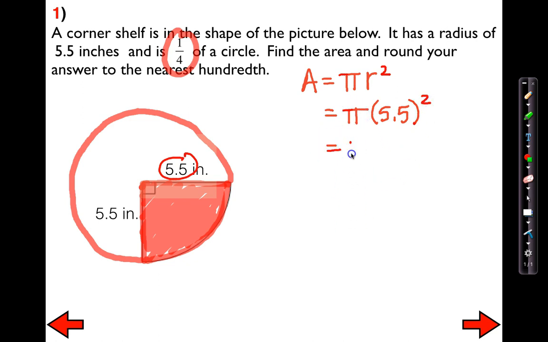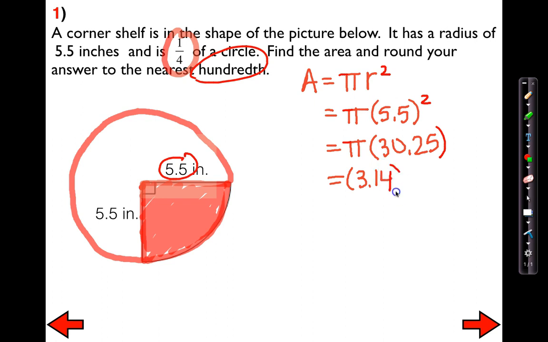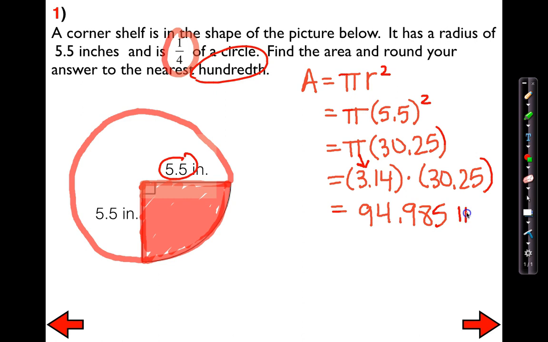Then let's leave this as pi for right now. 5.5 squared is 30.25. Since they're asking us to round to the nearest hundredth, I'm going to write out pi as 3.14 instead of using the symbol, but we're still going to multiply that by 30.25. So what does that give me? Well, that's going to give me a total of 94.985 inches squared. So, I'm not done yet.